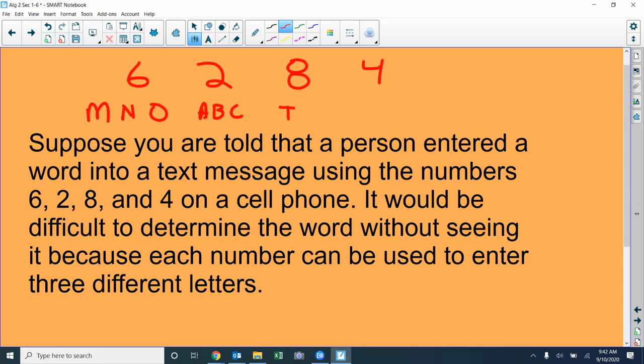T, U, V. How about bad golf shot 4? G, H, I.